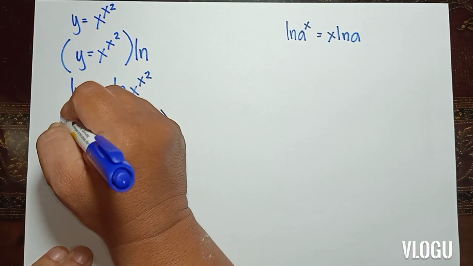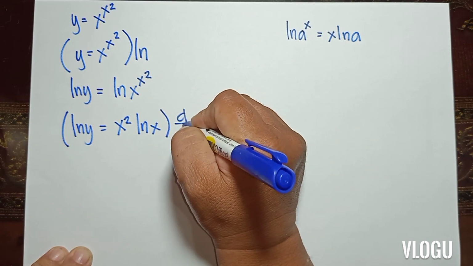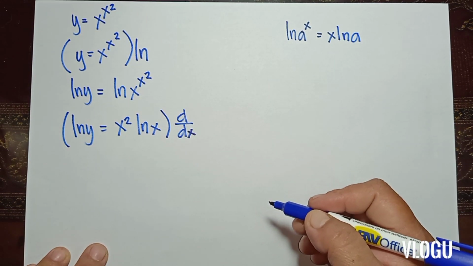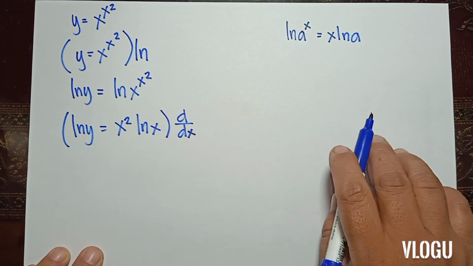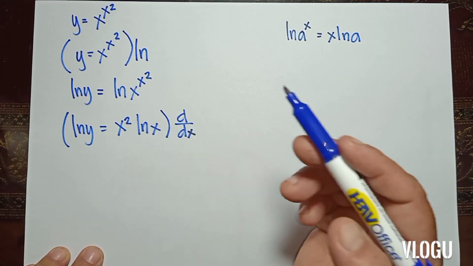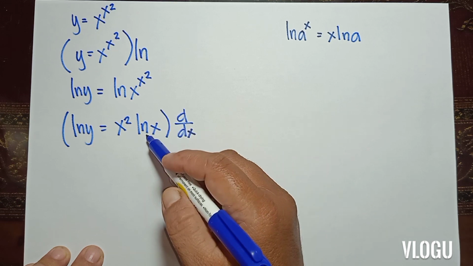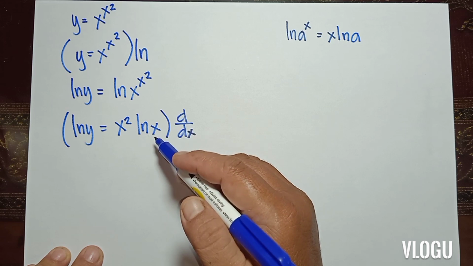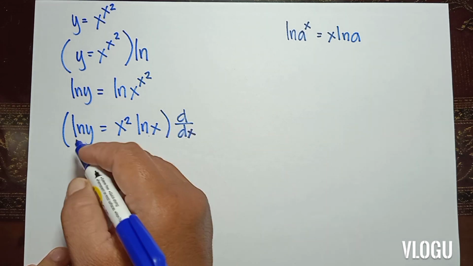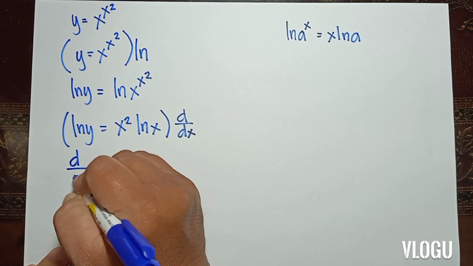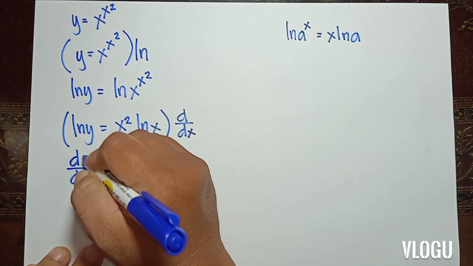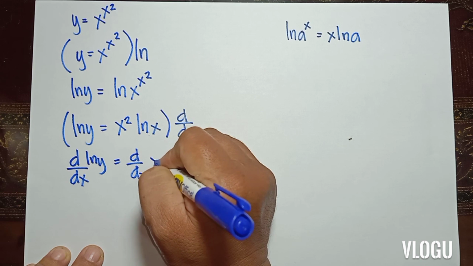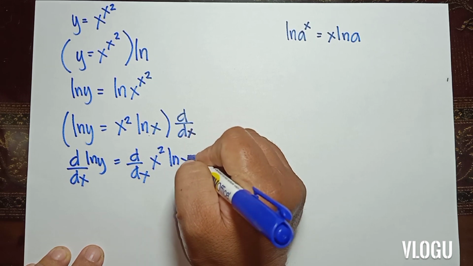Find the derivative of both sides. That is d dx. Okay. If we look at here, we can find the derivative of x squared. We can find the derivative of ln of x. So, that is now the derivative of a product. So, we have d dx of ln of y, d dx of x squared ln of x.